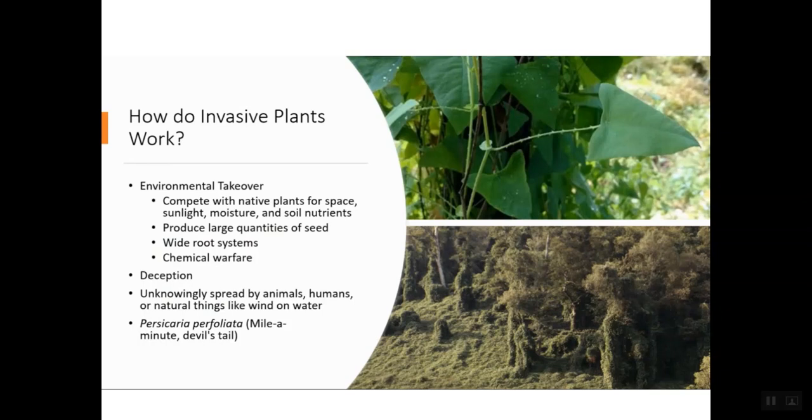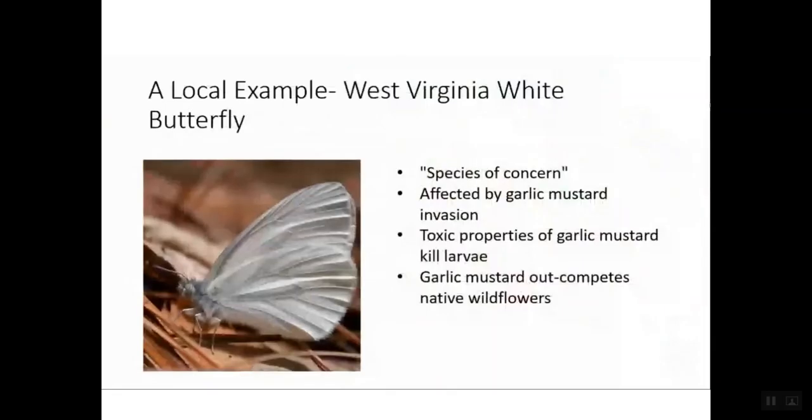Mile a minute actually grows, I believe one plant can grow about 30 feet in a season, which is why they call it that. It grows very quickly, and there's usually a ton of it everywhere, and it makes a mess. So here's a local example of what I was talking about with the biodiversity loss.